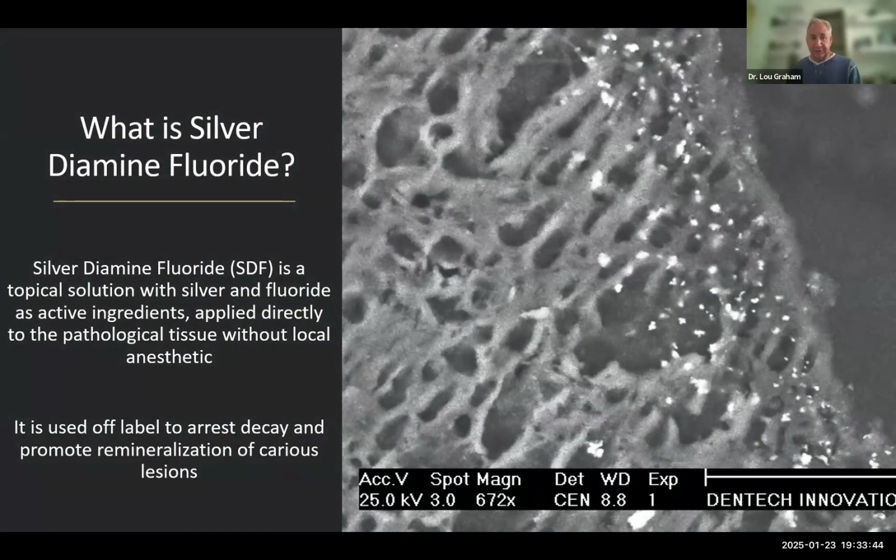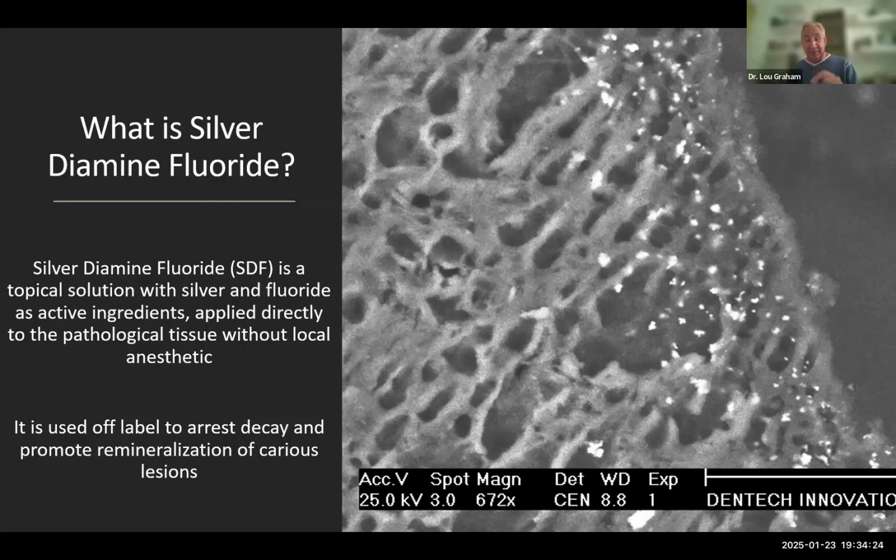So what is this solution? Silver diamine fluoride is composed of silver and fluoride as the active ingredients, and we're going to dive deep into those two active ingredients. We also know it's applied directly to basically pathological tissue, and we never use local anesthetic. I want to be clear here: it is totally off-label to use this to arrest decay. Now, off-label doesn't mean you can't use it. That's what we're doing every day in our practices. But I just want to be clear, it's an off-label indication.